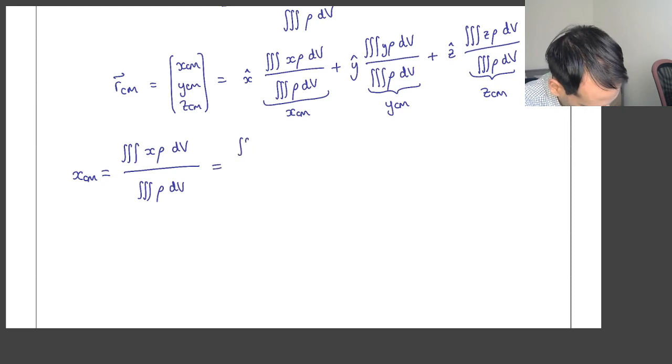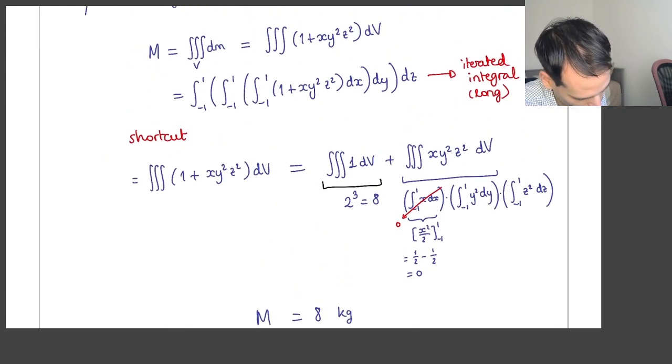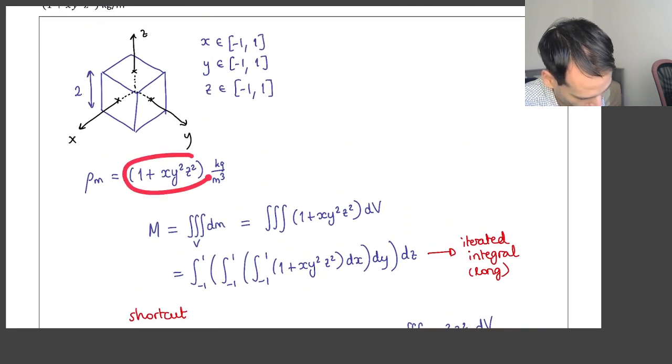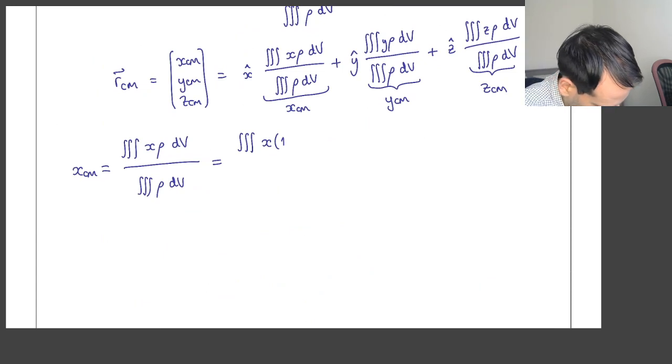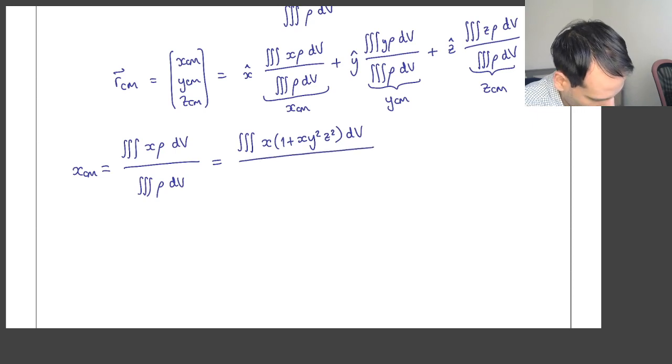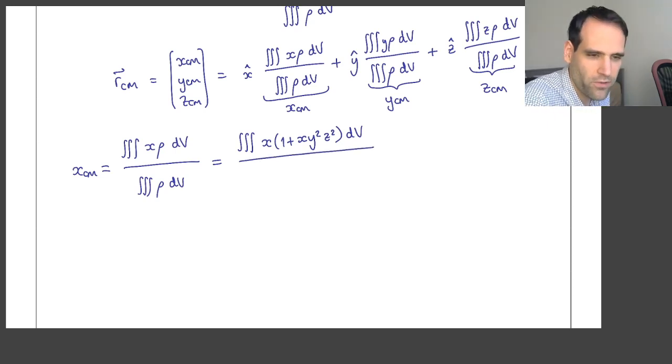So let's substitute. This is x, and now rho is equal to this function here, 1 plus x y squared z squared, dV, and then the bottom integral is the triple integral of rho dV, which we solved in part A, is equal to 8.